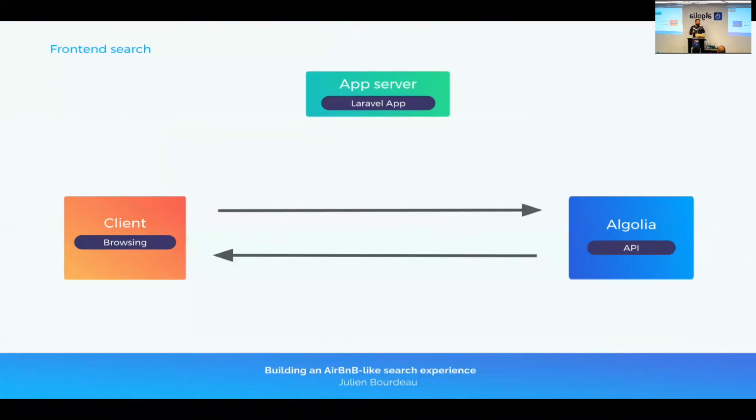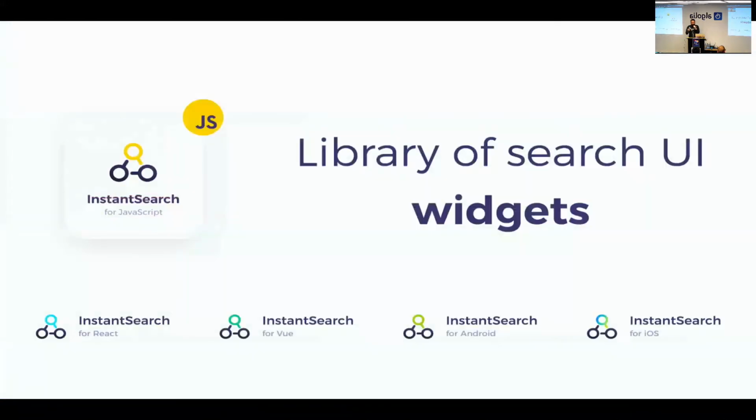If you want to do this, you will need to use JavaScript to call Algolia, handle the errors, handle all the events, like if you click on a filter and you have to call Algolia again. So if you don't want to write all the boilerplate code, we made the InstantSearch library. It exists for JavaScript, and now there is a special version for React, Vue.js. That's the one we're going to use, and also Android and iOS.